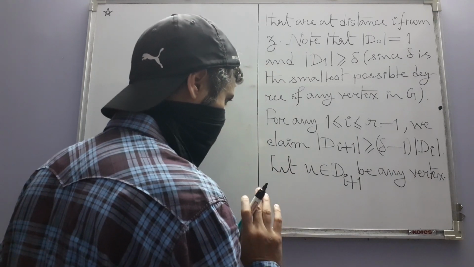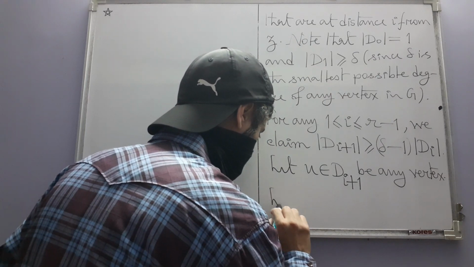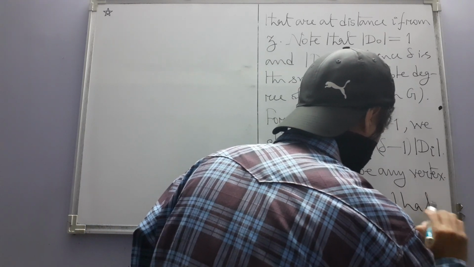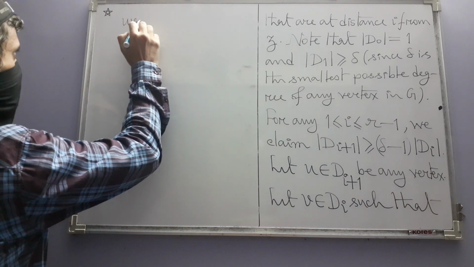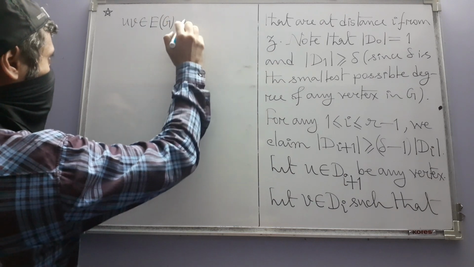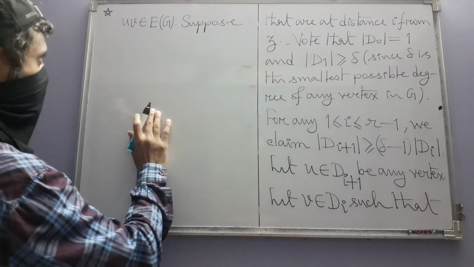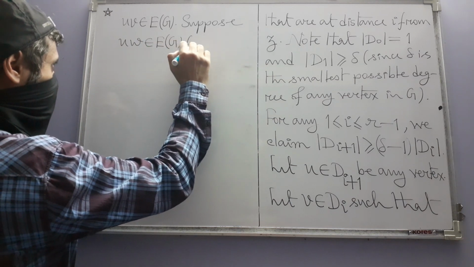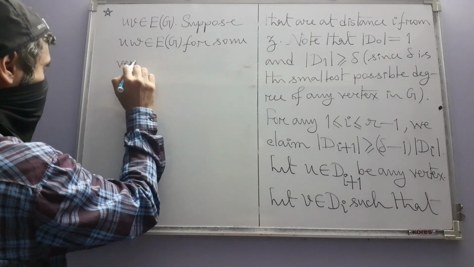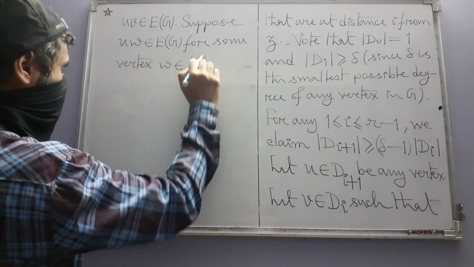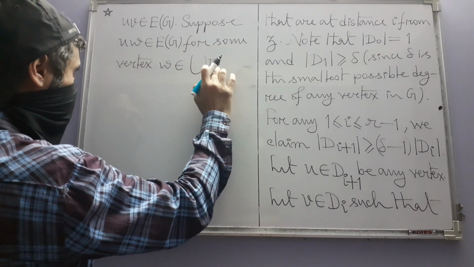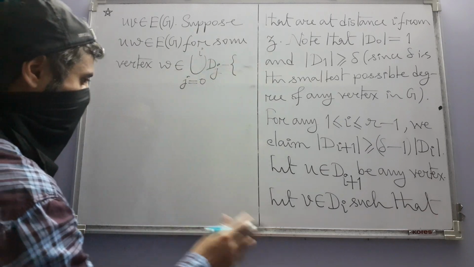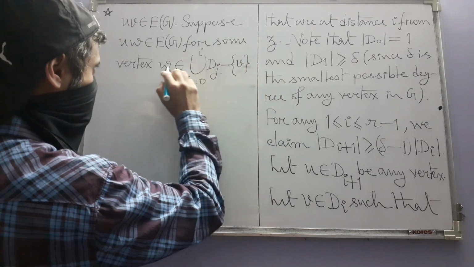Let u belong to Di plus 1 be any vertex. Let v belong to Di such that uv is an edge in G. Now suppose uw is an edge in G for some vertex w belonging to the union of all the Dj's, where j varies from 0 to i, and from where we are of course removing v so that this w doesn't coincide with v.